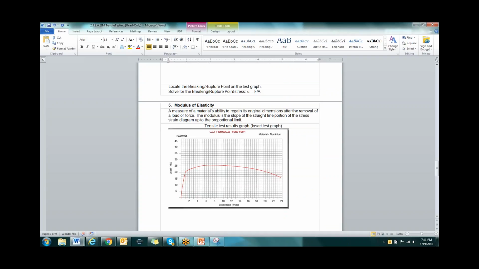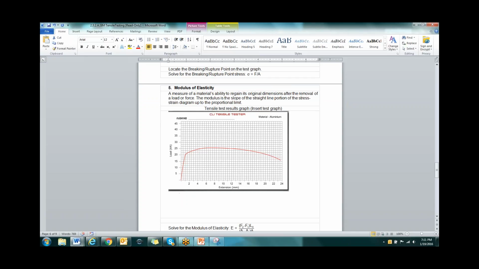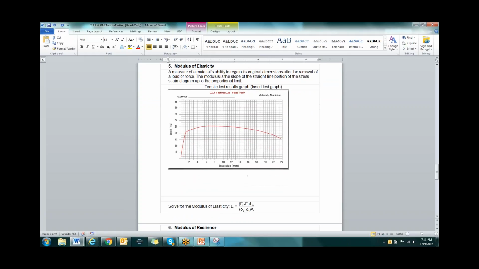I think the first 4 are pretty easy for the students. They can find the points on the graph by going back and forth between the PowerPoint and their notes. But then we get to the modulus of elasticity, and you'll notice the formula here is a little bit crazy. It has F2 minus F1 times the original length, over delta 2 minus delta 1 times the original area. And what ends up happening here is it's really just force times original length divided by deformation times area.